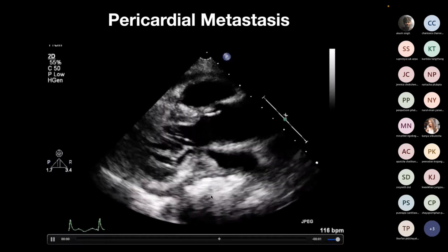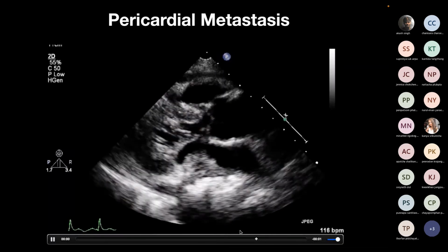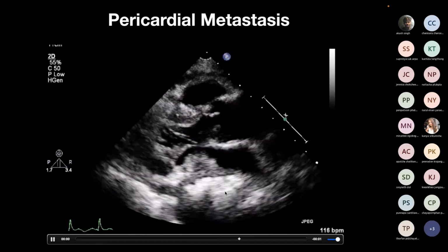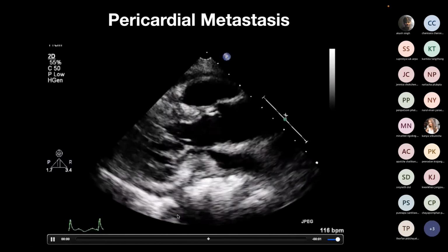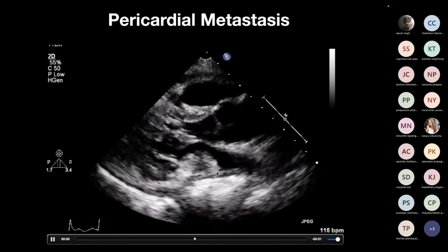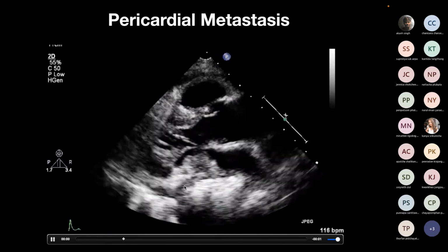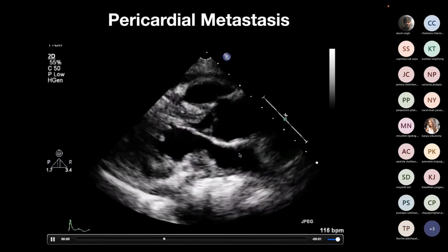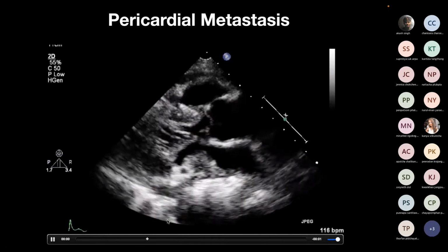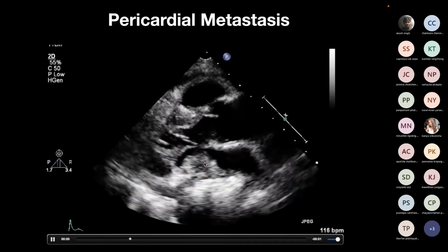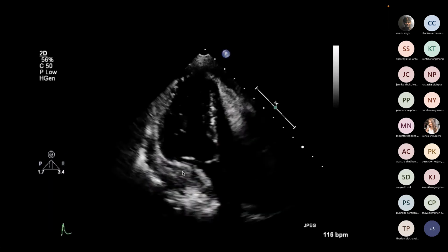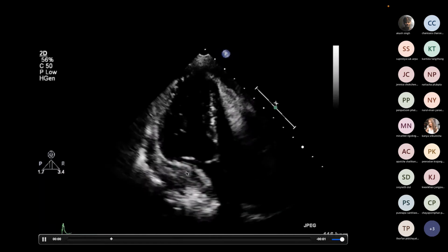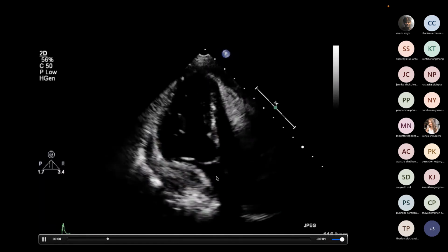And sometimes it can invade into the pericardium. So this patient has lung cancer, and then the lung cancer invades into the pericardium and pushes into the heart. This is a bit different from the other one where the mass was inside, right? This one pushes from outside into the heart. Same patient. You can see that it's pushed from the outside into the heart.